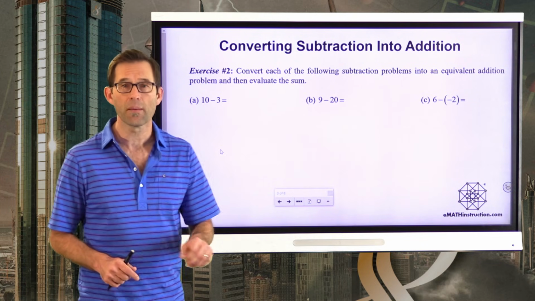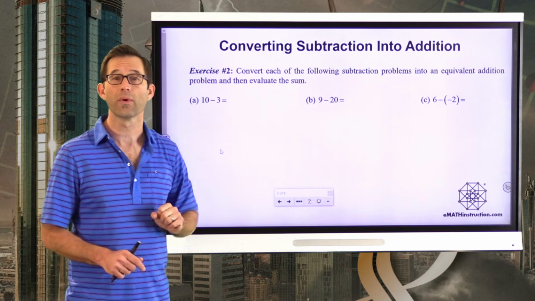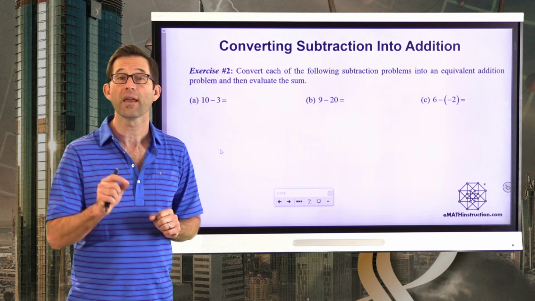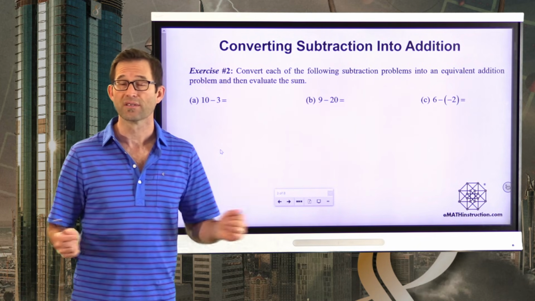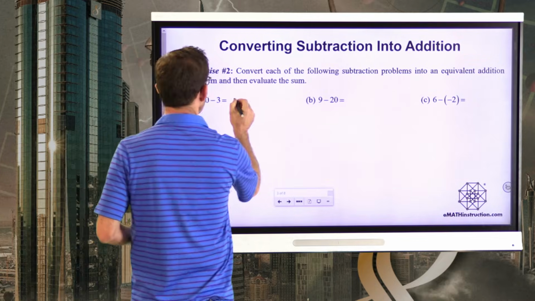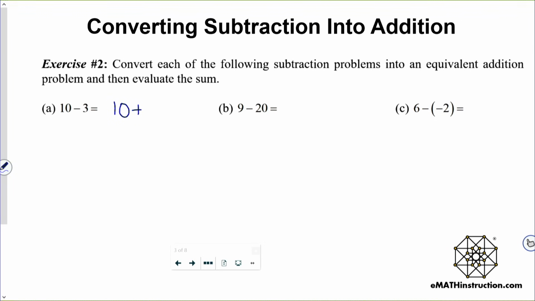So it's good to be able to take something like 10 minus 3 and rephrase it in terms of addition of a negative. So 10 minus 3 is obviously 7, and we would get exactly the same calculation if we rewrote this as 10 plus -3.